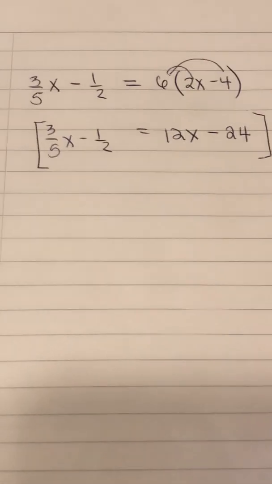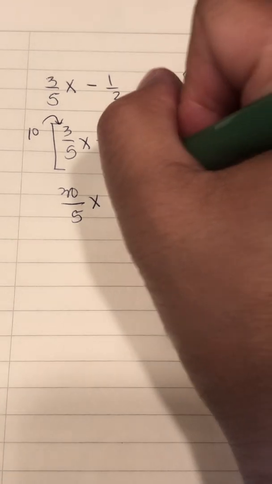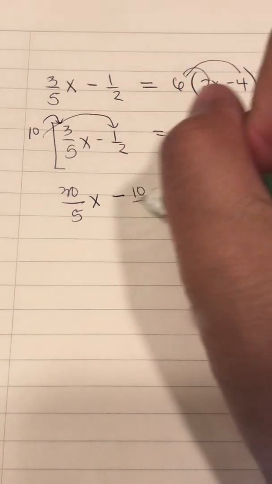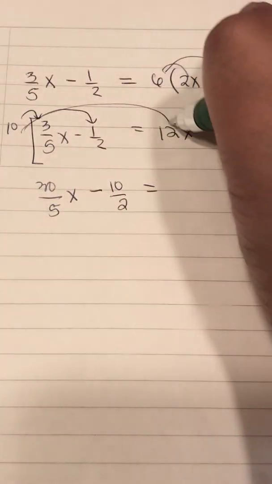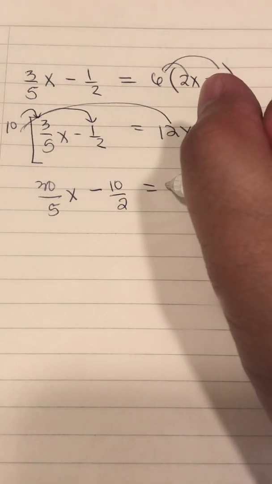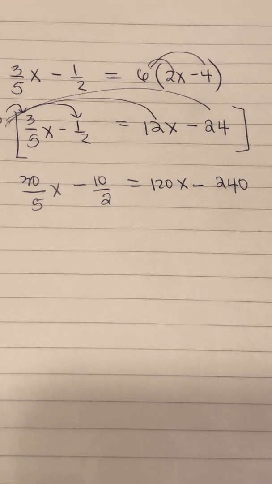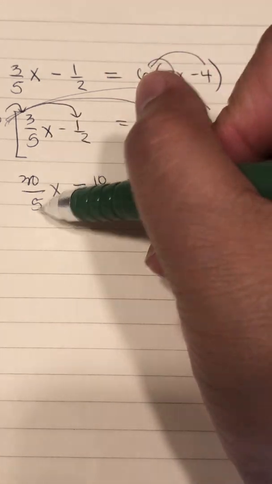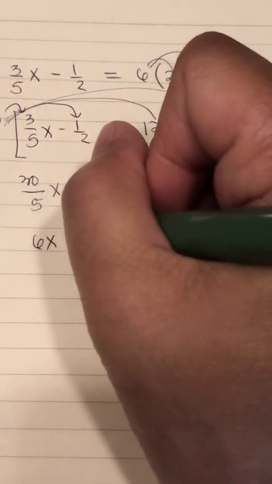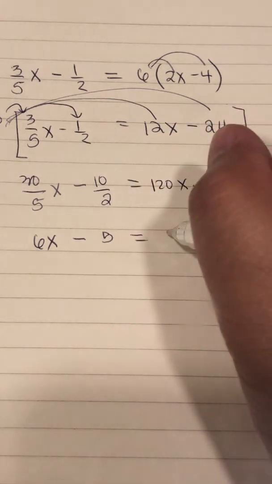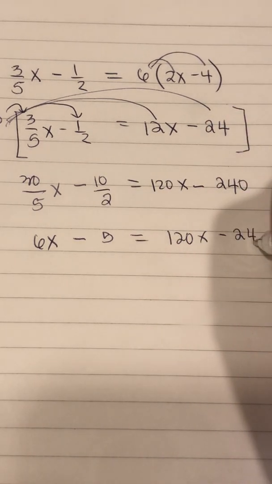So I'm going to multiply everything by 10. 10 times 3 is 30 over 5x. 10 times 1 is 10 over 2. 12 times 10 is 120x minus 240. Okay, look at it first. Then what's the next step? We simplify the terms. So 30 divided by 5 is 6x minus 5 equals 120x minus 240.